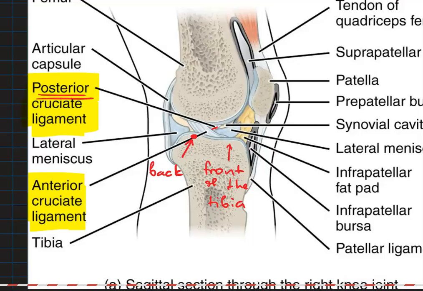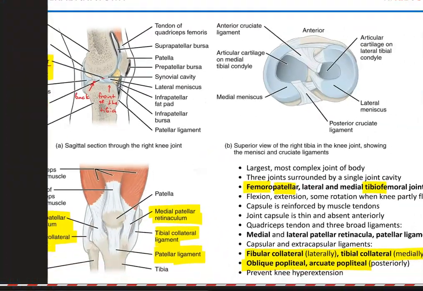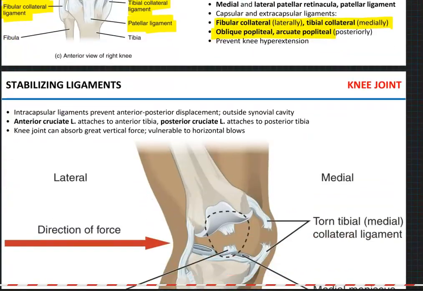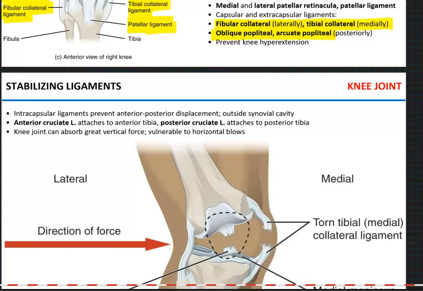Therefore, it's posterior cruciate ligaments. They are small, and they are relatively weak. They prevent the displacement to the front and to the back.